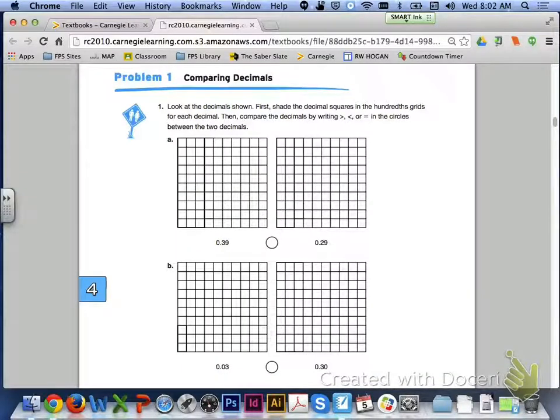Let's take a look at problem 1 on page 238. Number 1 says to look at the decimals that are shown. First, you want to shade the decimal squares in the hundredths grid for each decimal. Then you want to compare the decimals by writing greater than, less than, or equal to in the circles between the two decimals. So go ahead and do letter A, B, and C with your group members.